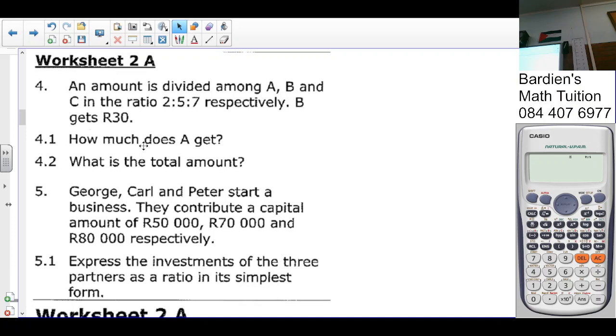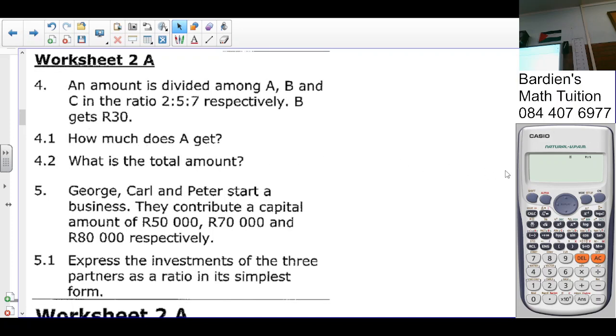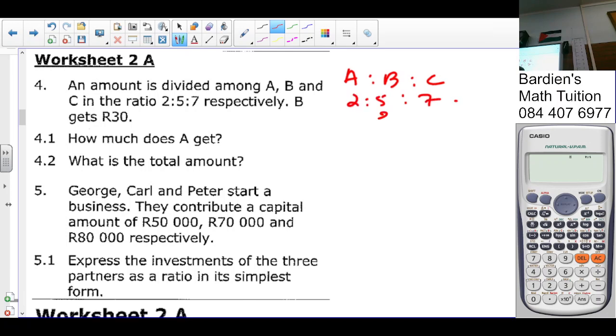Worksheet 2A. An amount is divided among A, B and C in the ratio 2:5:7 respectively, which means to say in that order. So we've got A is to B is to C, is 2:5:7. B gets 30 Rand. So what do you do? You say 30 divided by 5 gives us 6 Rand per unit.